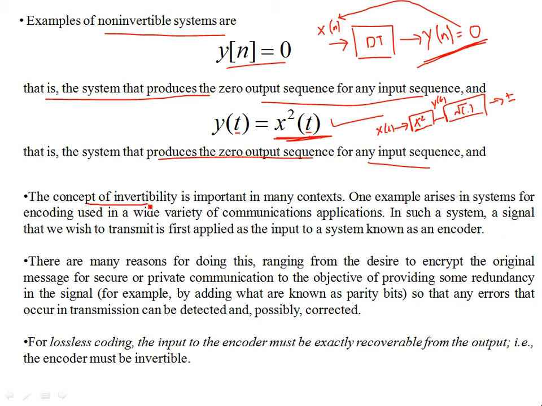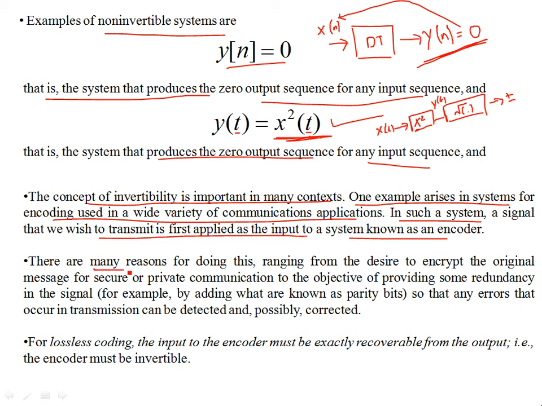So the concept of invertibility is important in many contexts, and in communication systems, if you are familiar with them, one example arises in systems for encoding used in a wide variety of communication applications. In such systems, a signal that we wish to transmit is first applied as an input to the system as an encoder. What the encoder does is it encrypts the sequence so that the communication can be done over a secure channel, or for private communication you can secure the transmitted data.